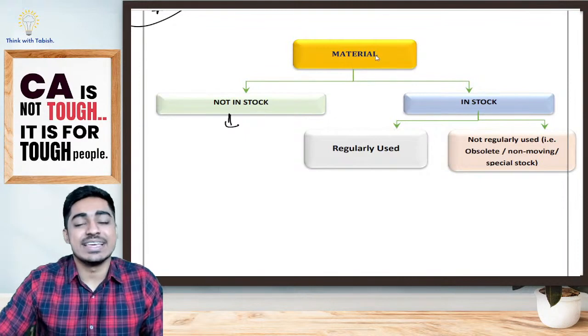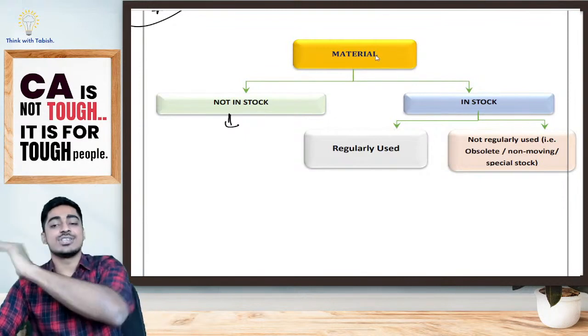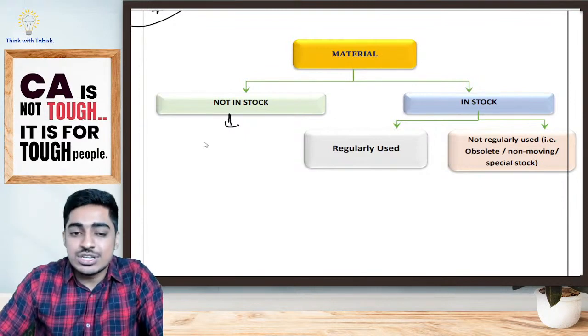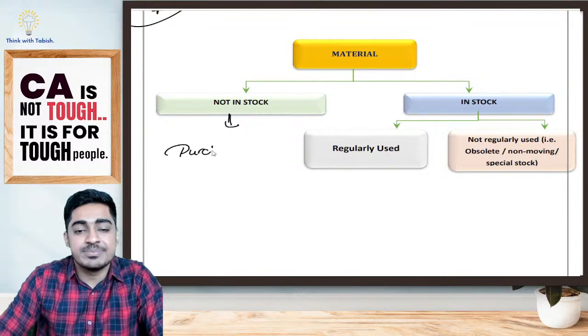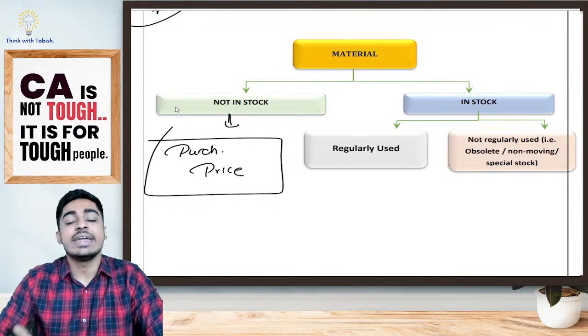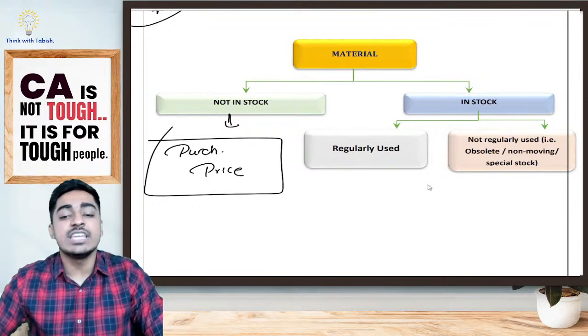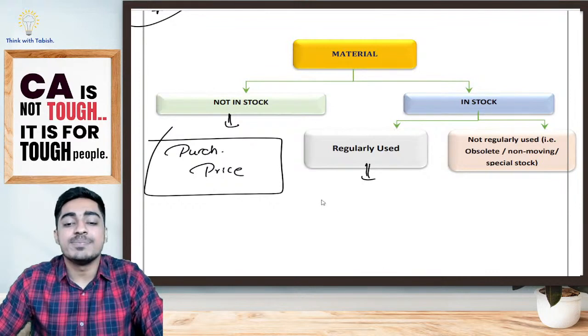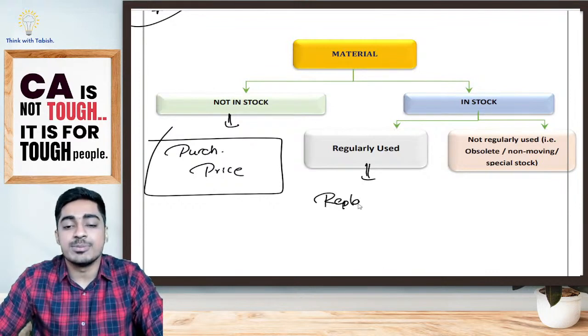So material, two different scenarios: either it is not in stock or it is in stock. If it is not in stock, we'll have to purchase it, and the purchase price is relevant. If material is in stock and it is regularly used, we need to replace it, then replacement cost is relevant.